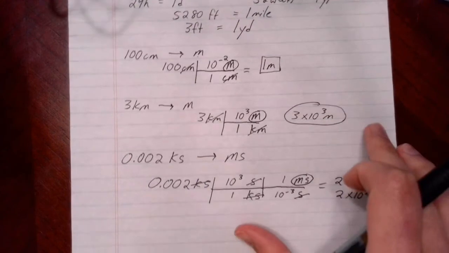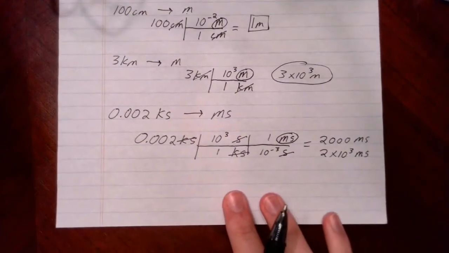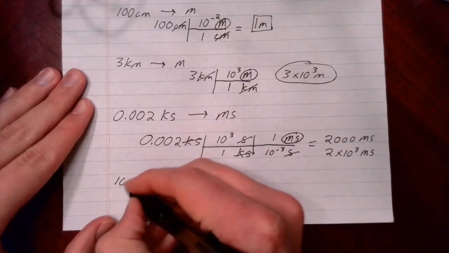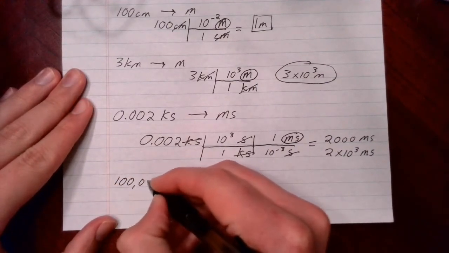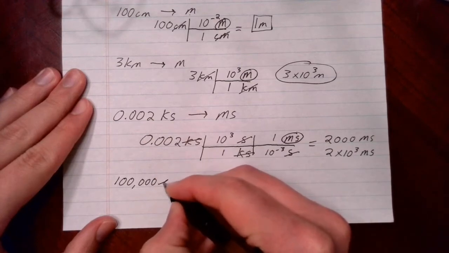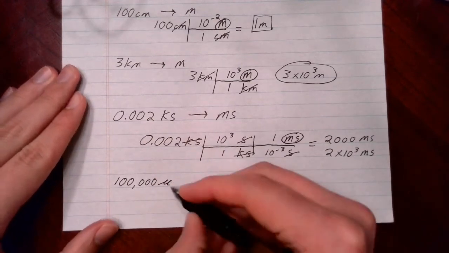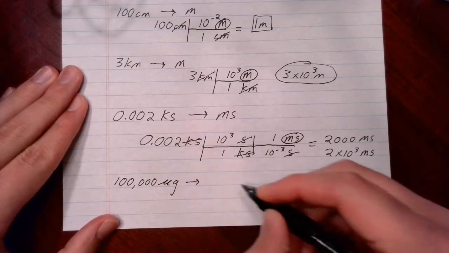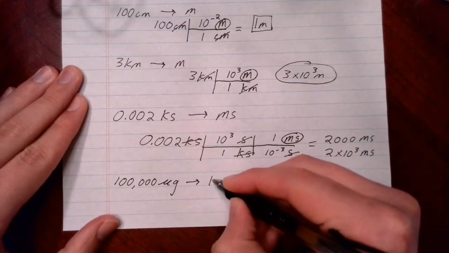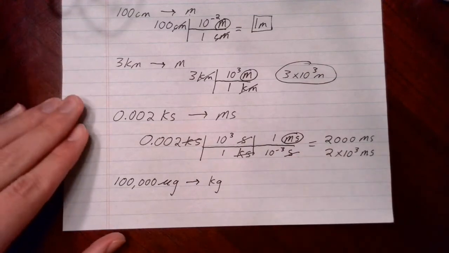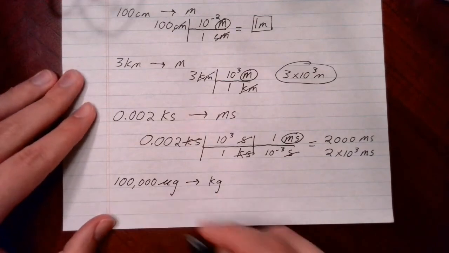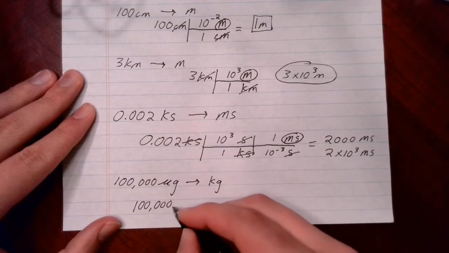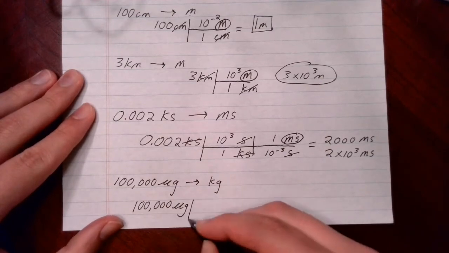So let's look at one more of these metric conversions here. So let's look at, let's just say 100,000 micrograms. And I want to convert that to, we'll just say kilograms. Okay. So I always write what I have to begin with. So 100,000 micrograms. I draw my little box.